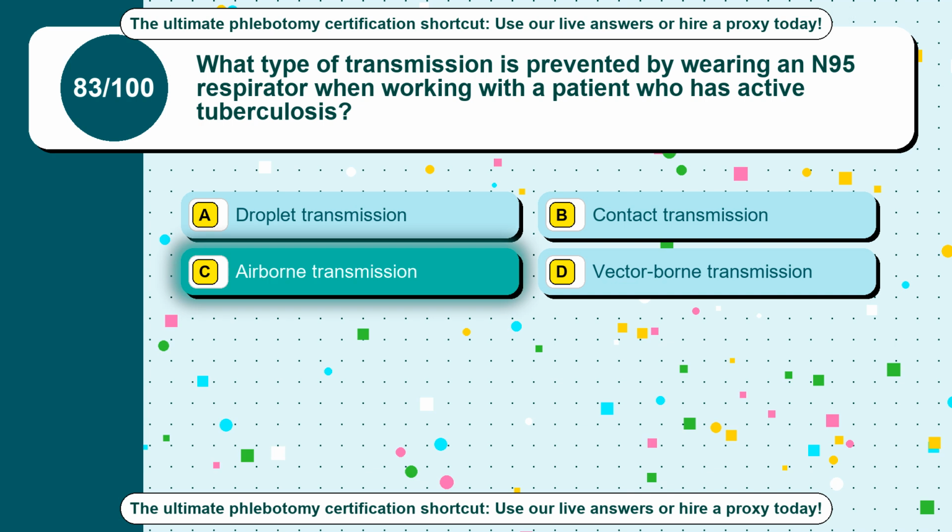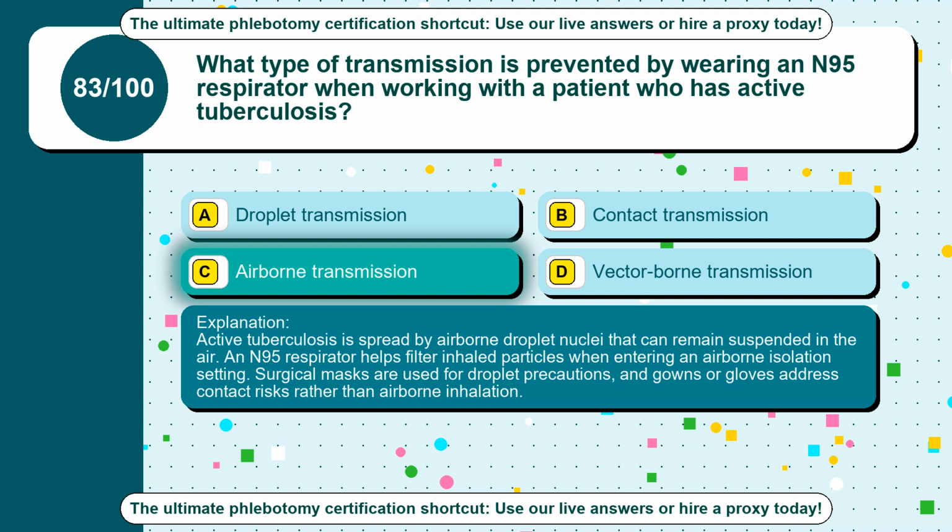The correct answer is option C. Airborne transmission. Active tuberculosis is spread by airborne droplet nuclei that can remain suspended in the air. An N95 respirator helps filter inhaled particles when entering an airborne isolation setting. Surgical masks are used for droplet precautions, and gowns or gloves address contact risks rather than airborne inhalation.